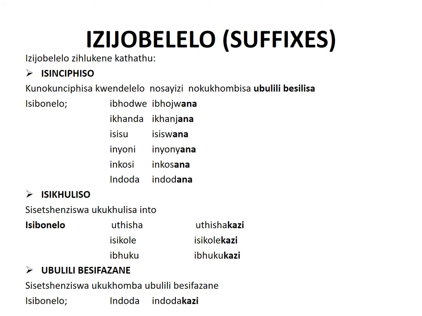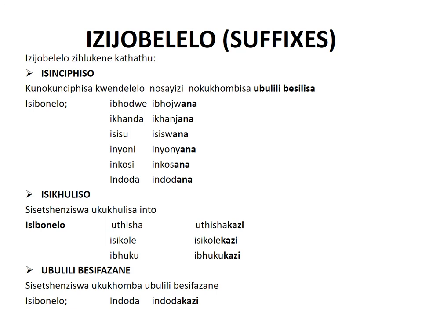As you can see over there, there is ibhodwe, then ibhojwana. Now you can see there are some highlighted words at the end of each word, which shows the original noun on your left hand side and isinciphiso on your right hand side that makes a new word. Isinciphiso sendelelo is when you are teasing someone, isinciphiso sika size is when you're referring to the size of an object, and another is when you are referring to a male gender.